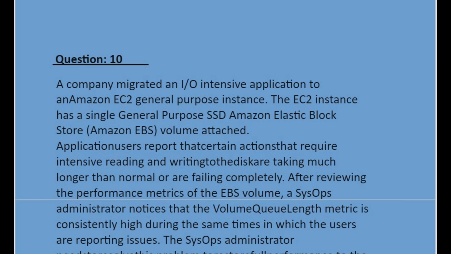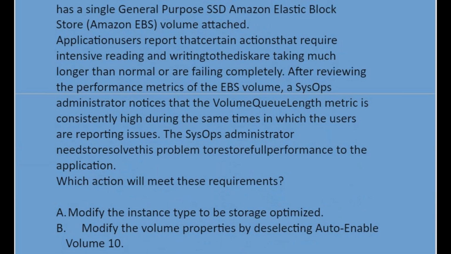After reviewing the performance metrics of the EBS volume, a SysOps administrator notices that the volume queue length metric is consistently high during the same times in which the users are reporting issues. The SysOps administrator needs to resolve this problem to restore full performance to the application. Which action will meet these requirements?